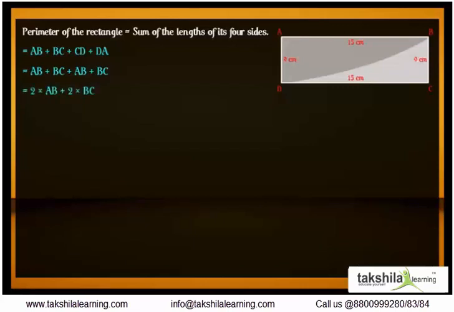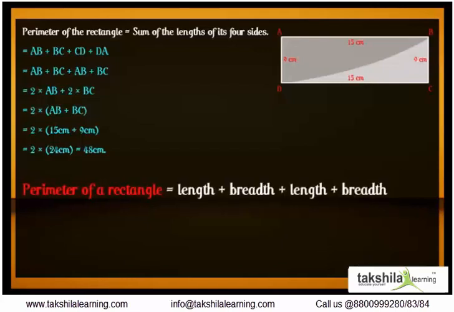which is equal to 2 into AB plus 2 into BC. This becomes 2 into (AB plus BC). Putting in the values, we get 2 into (15 centimeters plus 9 centimeters) is equal to 2 into 24 centimeters is equal to 48 centimeters. Perimeter of a rectangle is equal to length plus breadth plus length plus breadth. That is, perimeter of a rectangle is equal to 2 into (length plus breadth).